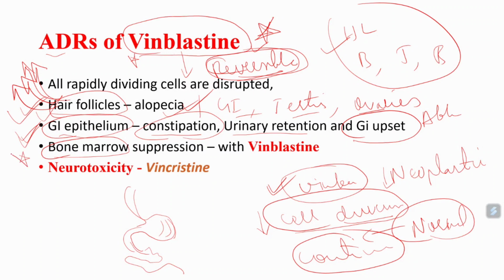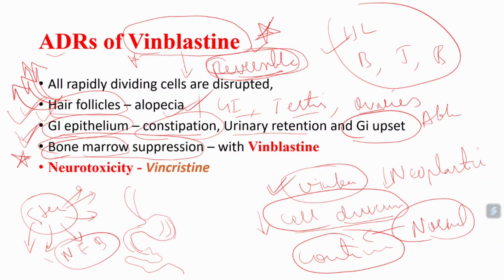Another very, very important adverse effect with vinblastine is that it will cause bone marrow suppression. Why? Because vinblastine stops the cell division in bone marrow. In bone marrow we have stem cells, where continuous cell division and continuous differentiation will be seen. The bone marrow produces myeloblasts and lymphoblasts. Myeloblasts again differentiate into neutrophils, eosinophils, and basophils. Cells are always dividing. So when vinblastine is given, it will stop division of cells in the bone marrow. That's why it causes bone marrow suppression.